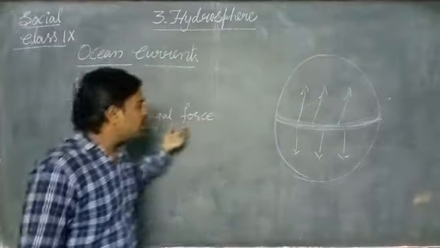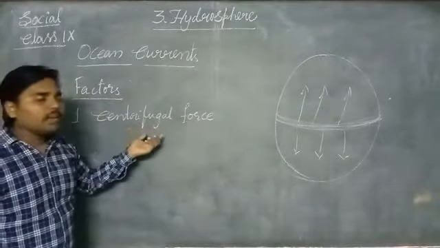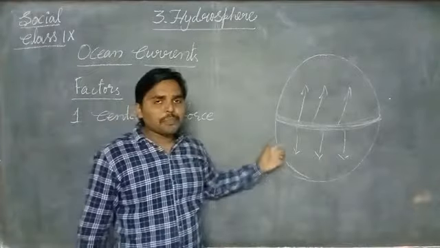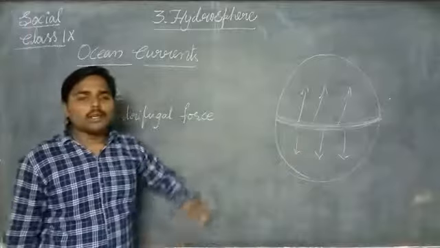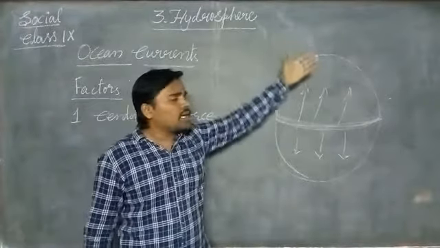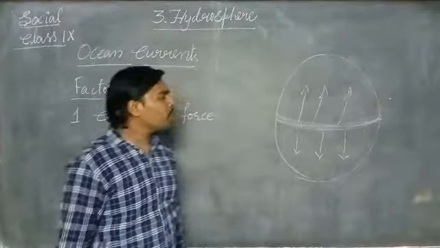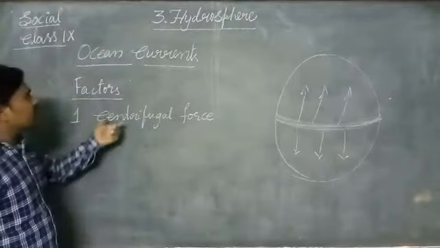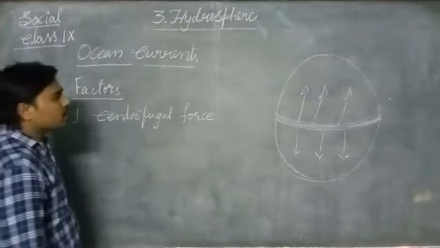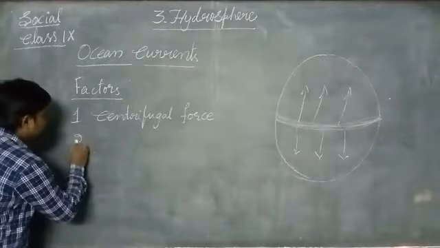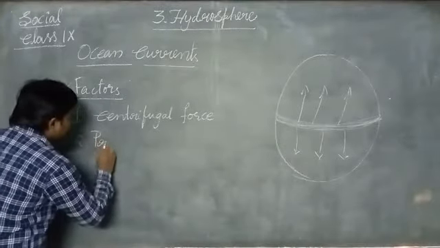Why? Because of the centrifugal force. Due to the centrifugal force, the waves or the currents which are formed at the equatorial region always flow towards the polar regions. In this way, the oceanic currents are formed due to the centrifugal force. Now the next one is precipitation.